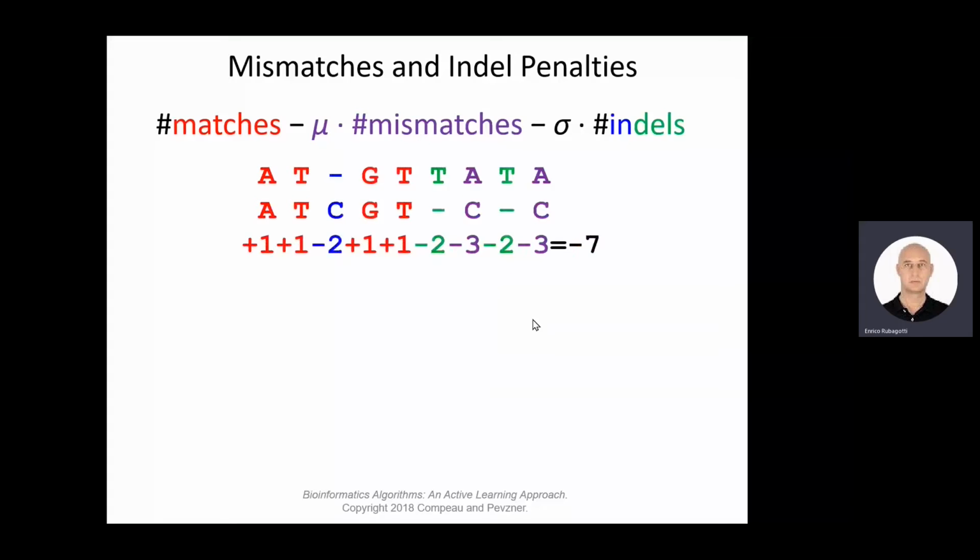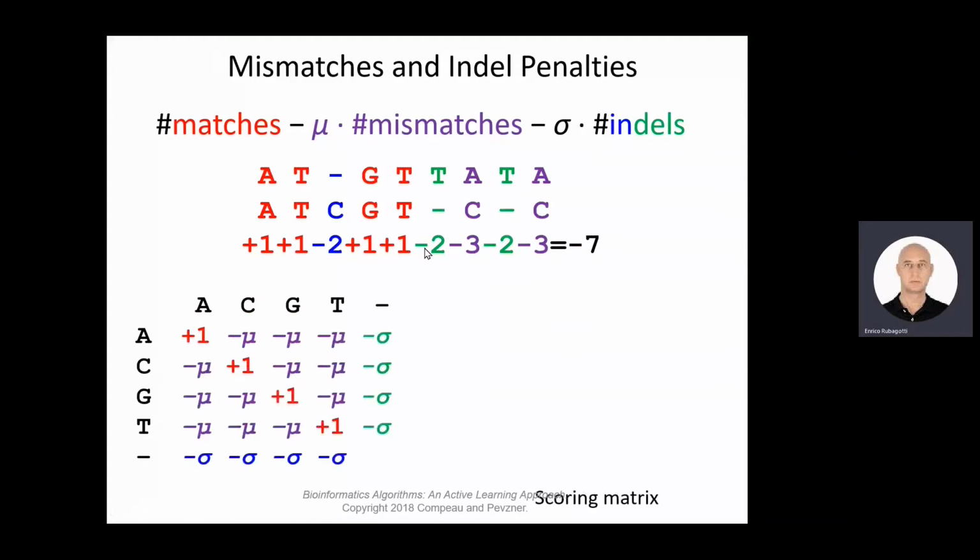This is an example. A match was rewarded by 1, my apology. A mismatch by -2, and an indel by -2. My apology. A match by 1, an indel by -2, and a mismatch by -3. This is our scoring method at the moment.